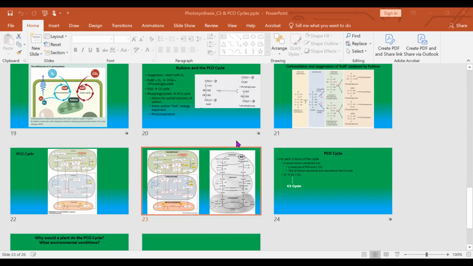The C4 and CAM have a lot of the same players, but they've evolved very different mechanisms. The C4 plants have a difference in physical location of where things are happening: the bundle sheath versus the normal mesophyll cells. The CAM plants do a day-night rhythm, so they have a temporal segregation of when things are happening. CAM plants are really, really good at conserving water because of how they do it.